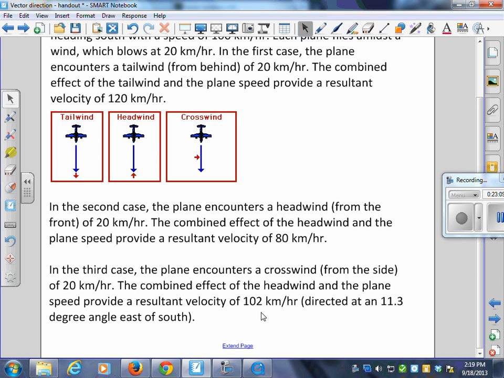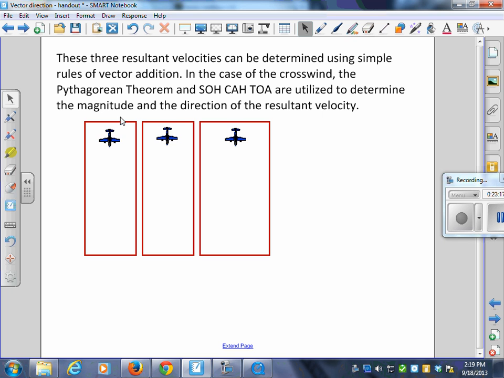Yeah. Okay? So yes, pilots need to know this stuff. They got to understand vectors. How did they get that 102? Well, they add them together. I didn't do this one. I stole this one. These three resultant velocities can be determined using simple rules of vector addition.